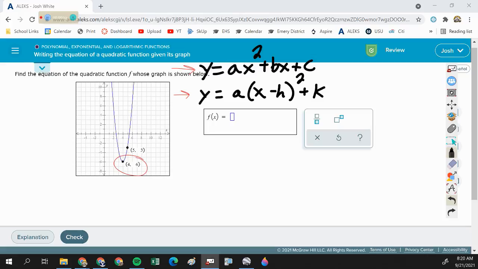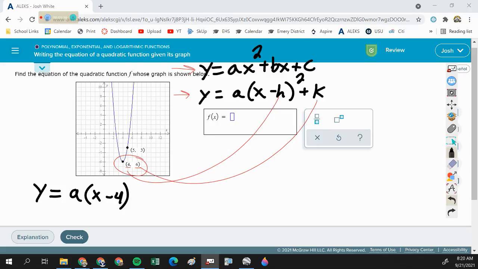Okay. So my h is 4 and my k is -6. So I'm going to plug those in. And notice the h has a negative in front of it, but the k does not. So this would be y is equal to a times x minus 4, because h is positive 4, squared. And then k is -6. So it looks like that.